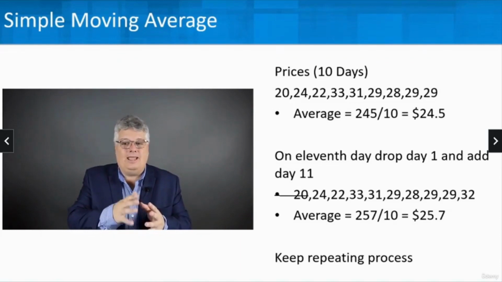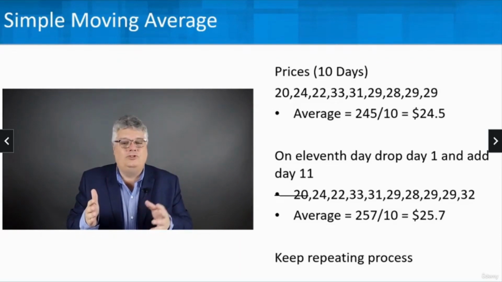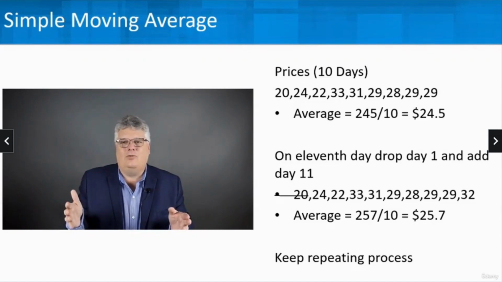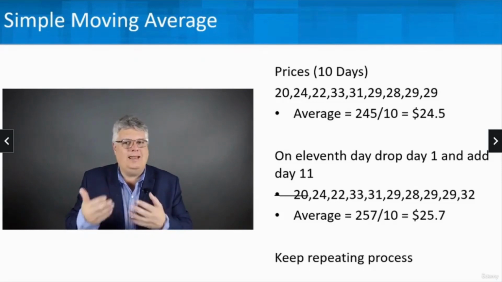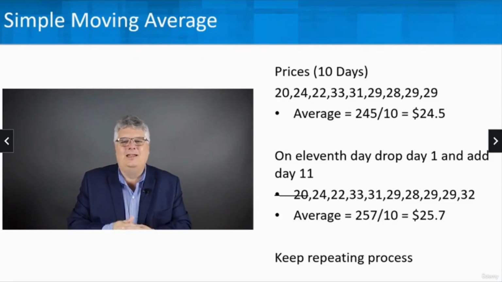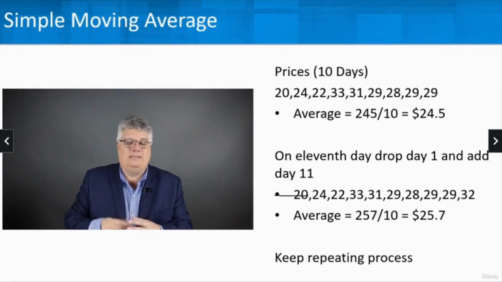And then on the 11th day, you drop your day one figure, the 20 unit, and you add in whatever the current one is, the next day's one. So on the 11th day, which let's say, for example, was 32, you can see we now recalculate our moving average, and it becomes 25.7 would now be our average over that 10-day period. And you keep repeating the process, dropping, adding, and that gives you this range of prices, right? It's a simple way of doing it.